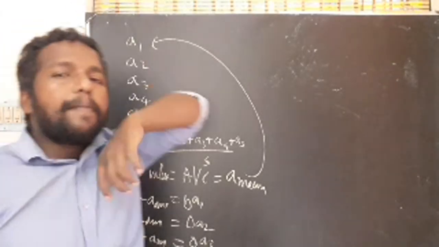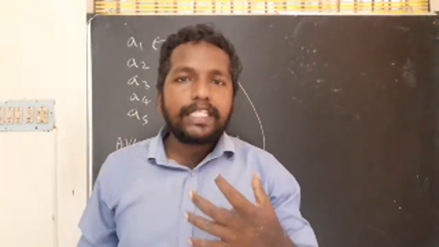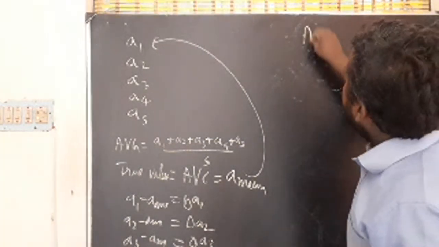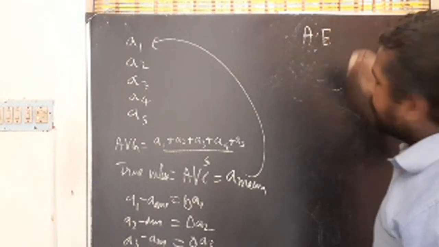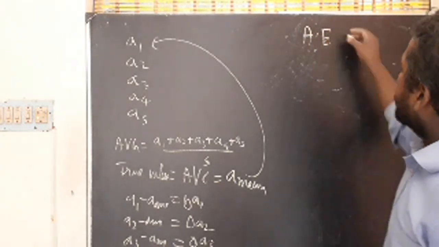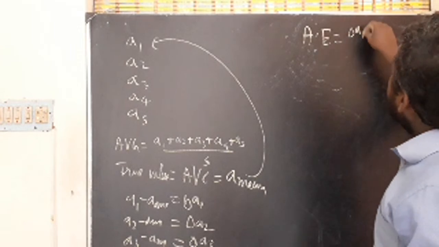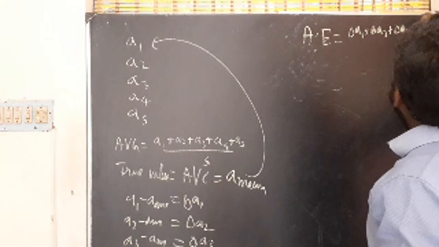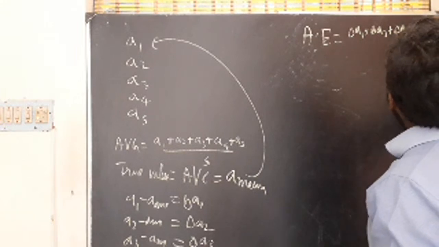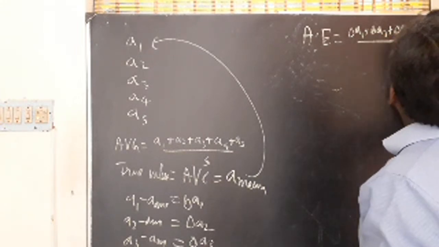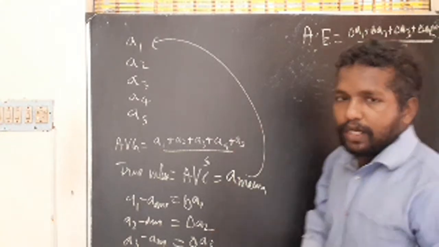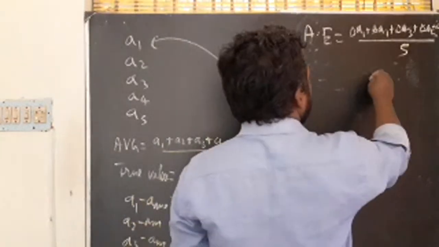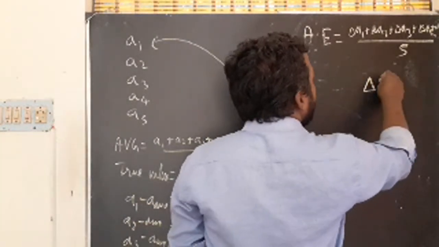Now I am going to do the absolute error. The mean of all these errors is going to be the absolute error. Then relative error is also there. The mean of del a1 plus del a2 plus del a3 plus del a4 plus del a5, divided by 5. I am taking the mean of the overall individual errors. That's going to give us the absolute error, which is del A mean.